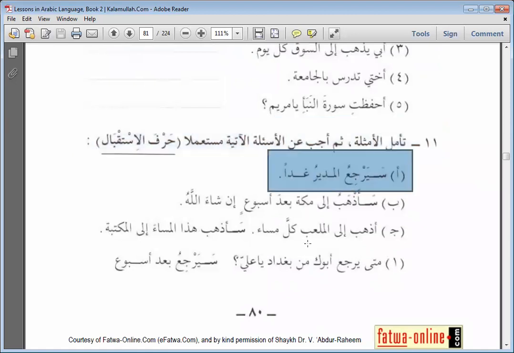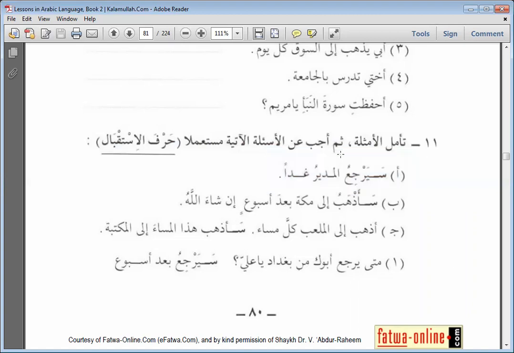So, first example: سيرجع المدير غدا. سيرجع. So we have the verb رجع, which means he returned. So from رجع we get what? يرجع. رجع يرجع.